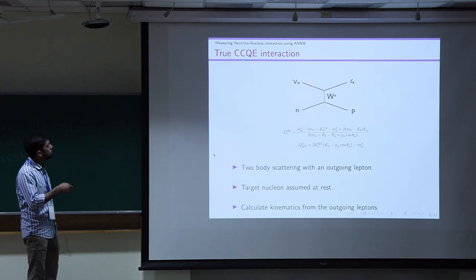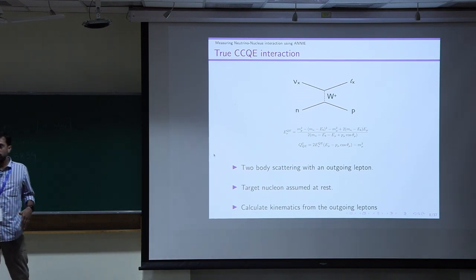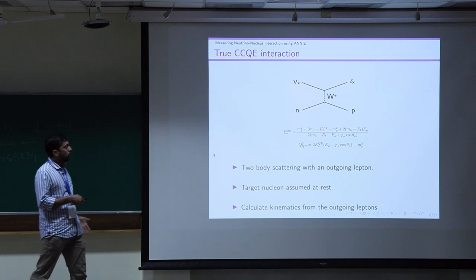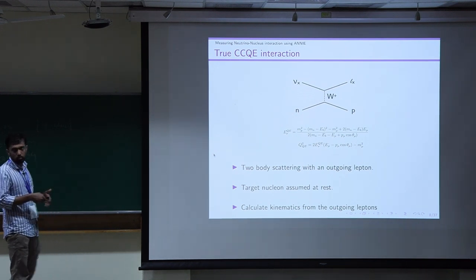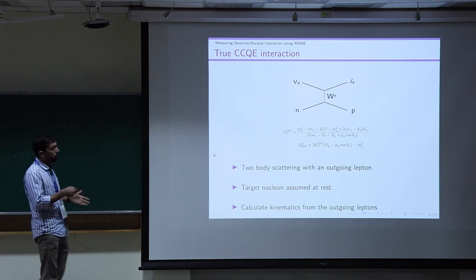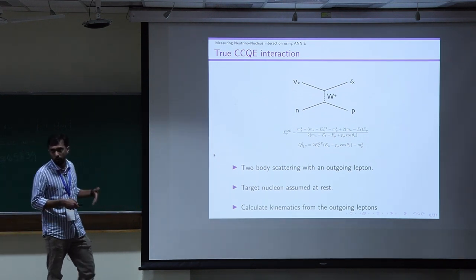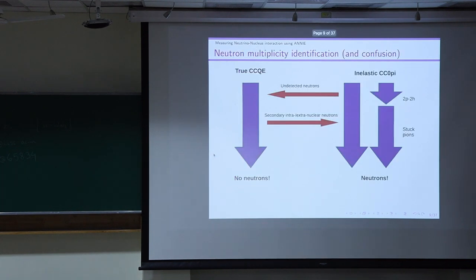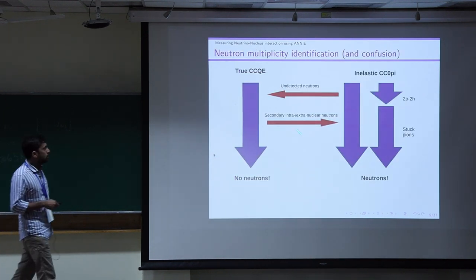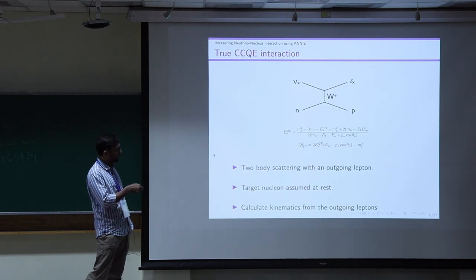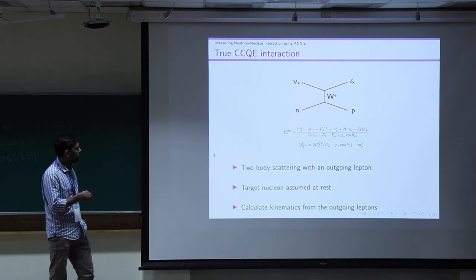Also, in a true CCQE there are no pions, it's just basically the lepton and the corresponding nucleon, and here you can calculate the energy of the interaction just by two-body kinematics, and it's very straightforward. Okay, so this is how we reconstruct the neutrino energy in quasi-elastic interactions. But what happens in reality is, for example, in a true CCQE there are no neutrons. It's just the lepton and the proton.